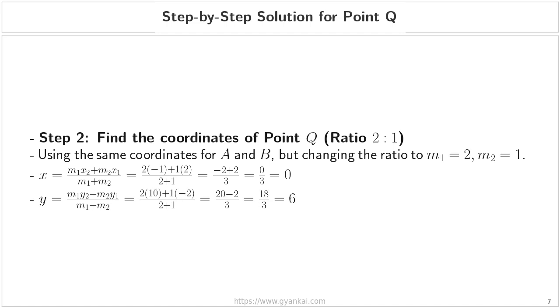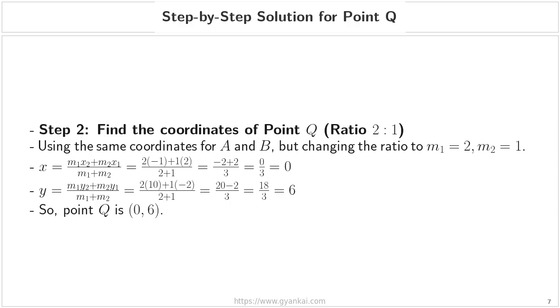Next, let's find the y-coordinate. Following the same formula, we take m1 times y2 plus m2 times y1, all divided by m1 plus m2. Plugging in our numbers, we get 2 times 10 plus 1 times -2, all divided by 2 plus 1. This gives us 20 minus 2, which is 18, all divided by 3. 18 divided by 3 equals 6. So, after completing these calculations, we can conclude that the coordinates for point Q are 0, 6.